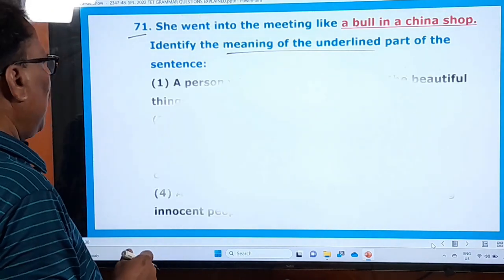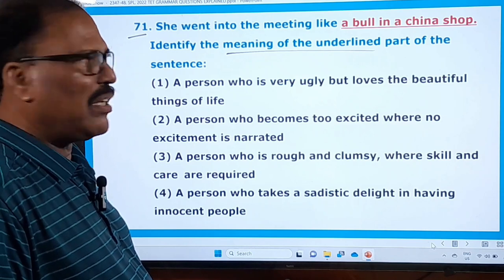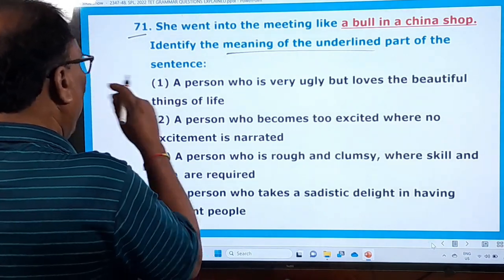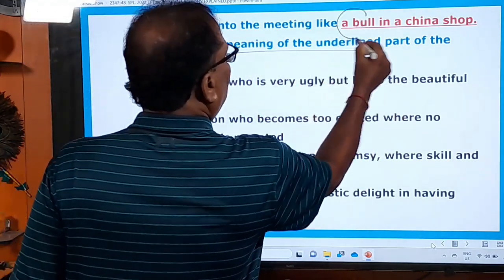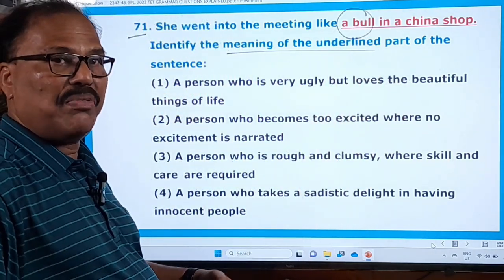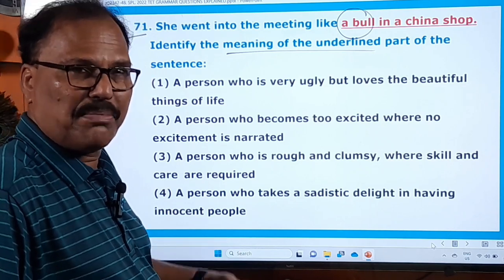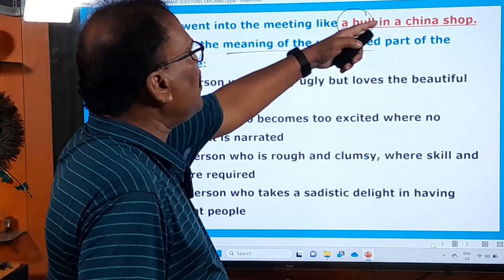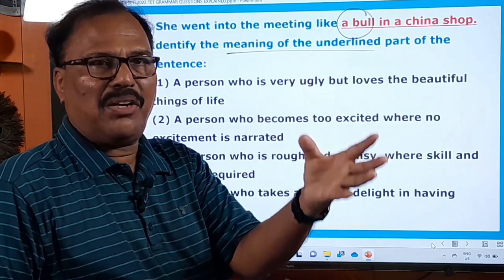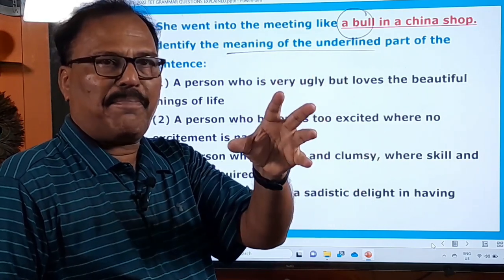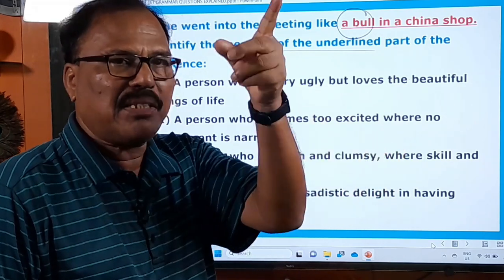Now, what is the meaning given here? Four options are given. You have to choose the most relevant one from these four options. A person who is very ugly but loves beautiful things. You understand this bull. A male cow is called a bull. It's very strong and rough and tough, very clumsy and all that. So here, what is that? A bull in a china shop. A china shop means a shop with all articles for sale. It's a beautiful shop. So if a bull enters the shop, what happens? You imagine that.